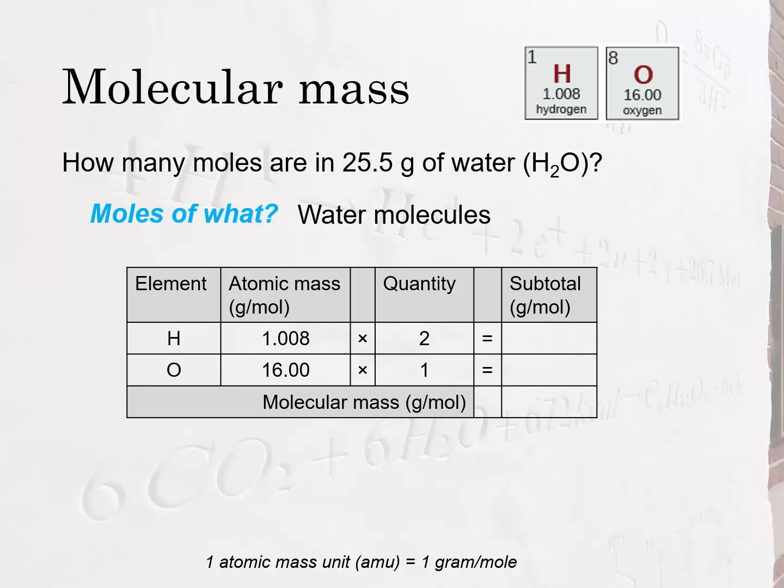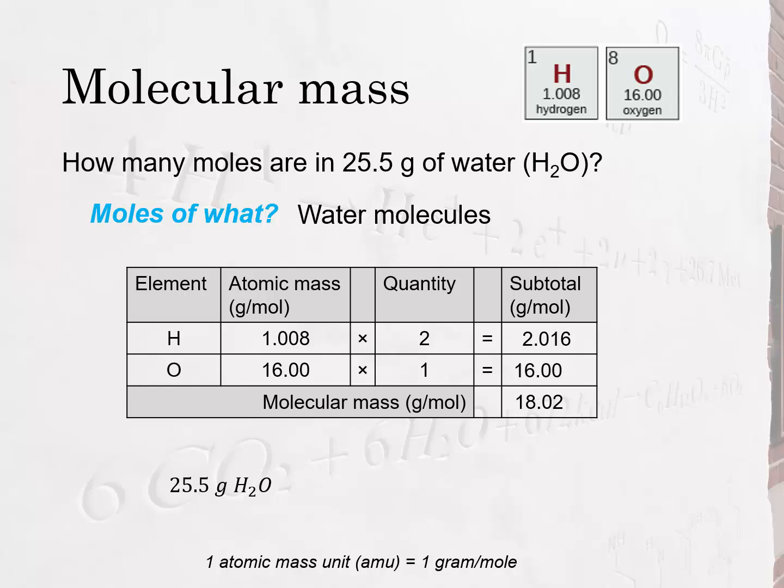I'll use this table to find the answer. Water is composed of two elements, hydrogen and oxygen, in a 2-to-1 ratio, and this stoichiometry needs to be accounted for. Each H atom weighs 1.008 AMU, but there are two of them, which means hydrogen contributes 2.016 grams to every mole of water. The atomic mass of the one oxygen atom is 16.00, so the total mass of water is 18.02 grams per mole.